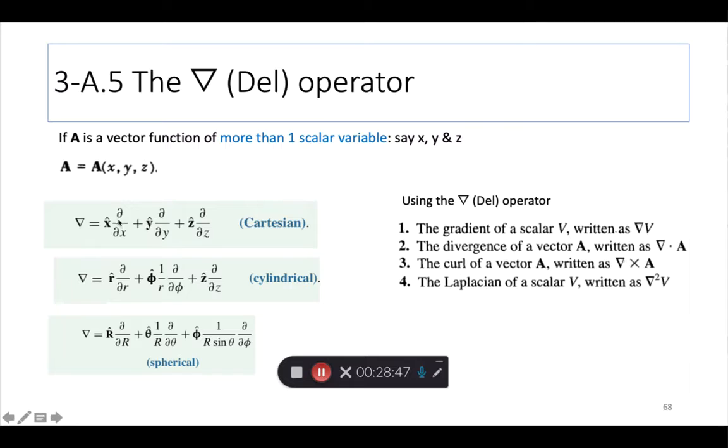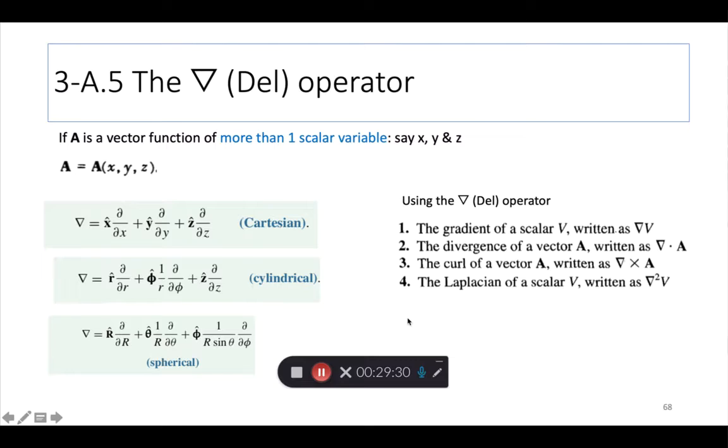Here it's simple. You can see it's just dou by dou x, dou by dou y, dou by dou z. Here it's dou by dou r, but here dou by dou phi, there's an r in the bottom, and then dou by dou z. Here it's dou by dou r, and then again there is an r, dou by dou theta, and then this is a little more complicated. You have r sine theta in the denominator, and then dou by dou phi. Okay. So three definitions. Generally you will be allowed to have a table of this when you're taking an exam, so don't worry too much. But you must know where to quickly find all these.